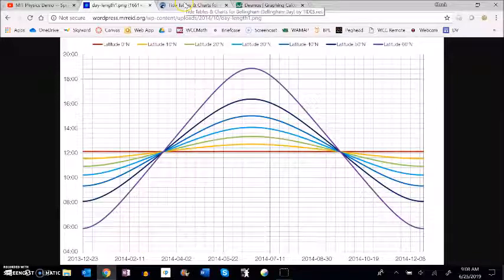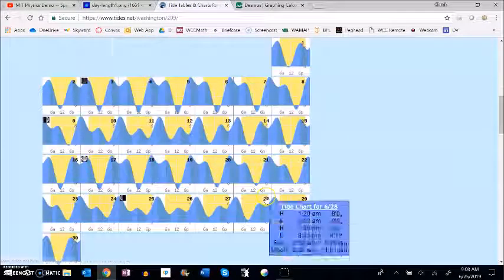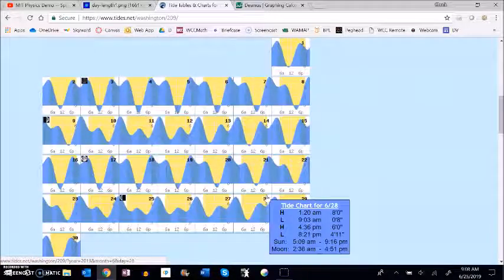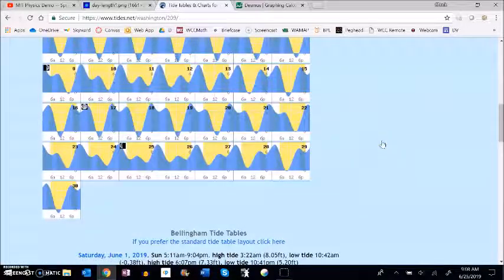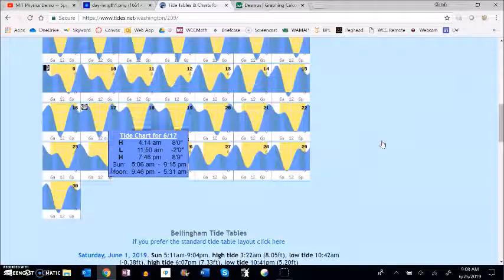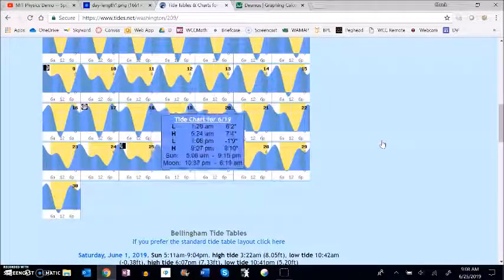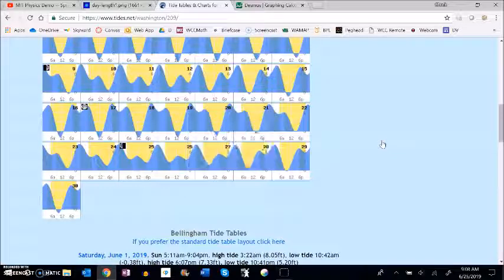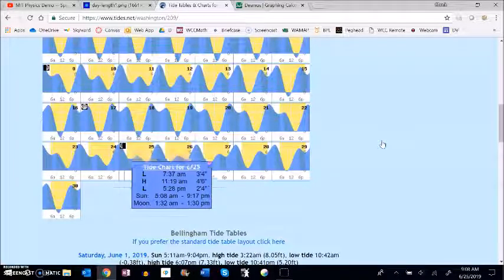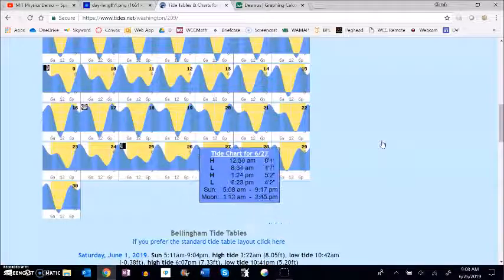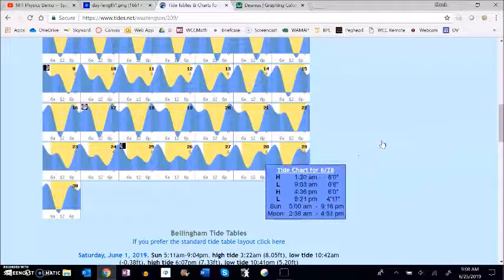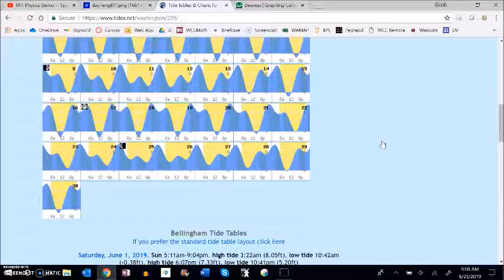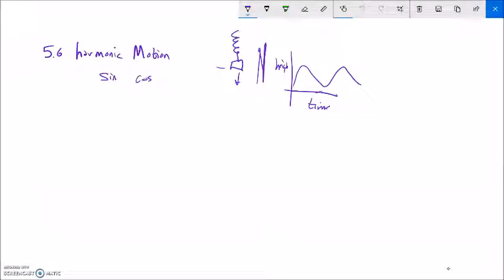Now, here's another example. It's not quite as clean, but if I were to look at the tide chart for Bellingham, notice that it has this period to it. It looks like a combination of maybe sine waves or sine and cosine or something like that. And this makes sense too, because as the moon goes around the Earth, it's causing this tidal movement with the water.